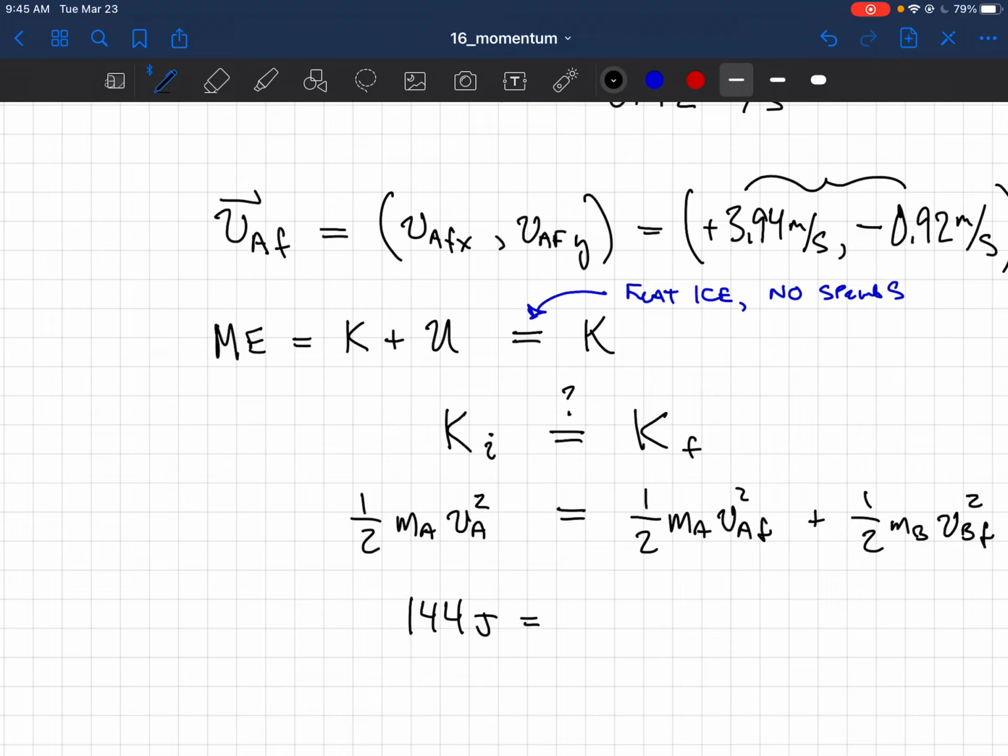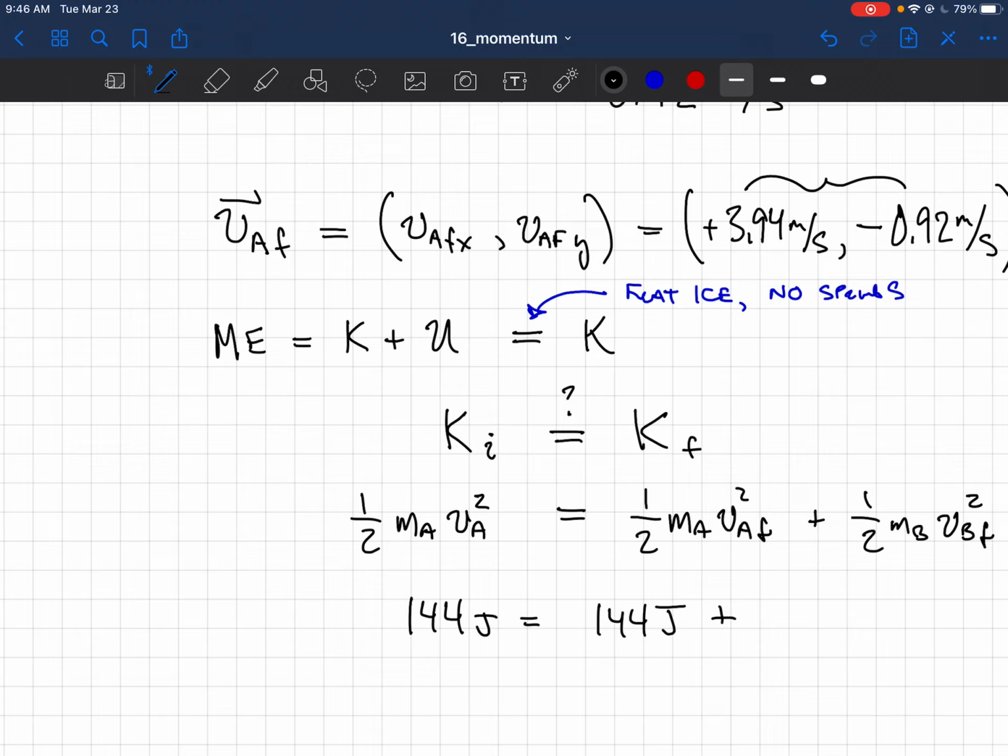And in the final case, well, I need to find the magnitude here. So the magnitude is the square root of these things squared. So VA final is going to be equal to the square root of 3.94 squared plus 0.92 squared. And that is 4.0. Oh dear, this is bad news. So that thing is also 144. And we can see that it's not going to be conserved. In fact, we're going to get more energy in the final case. That's why I said, oh dear, bad news.